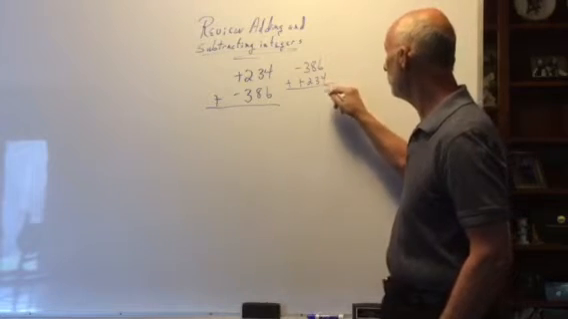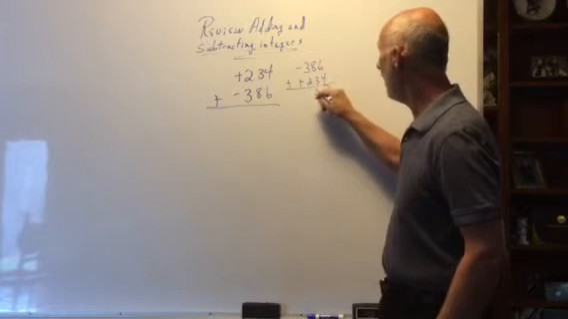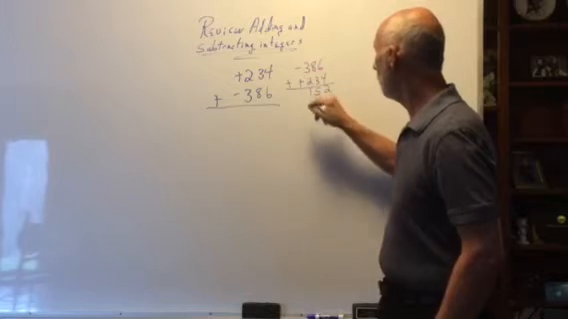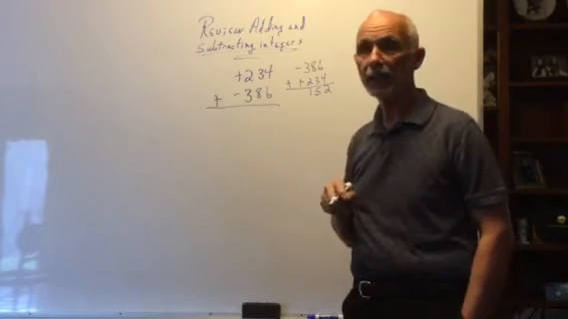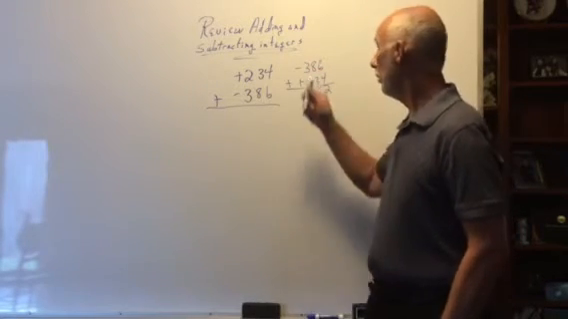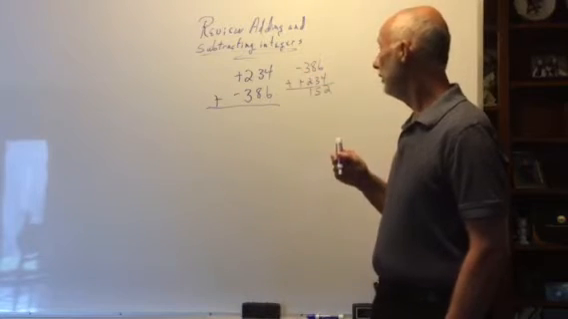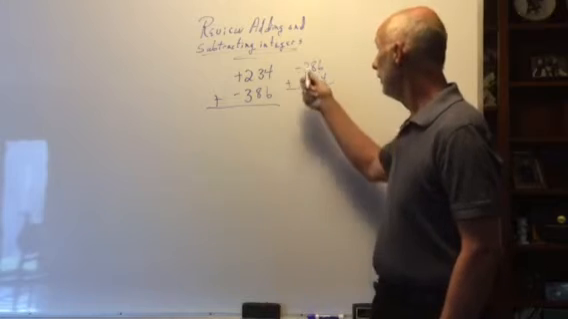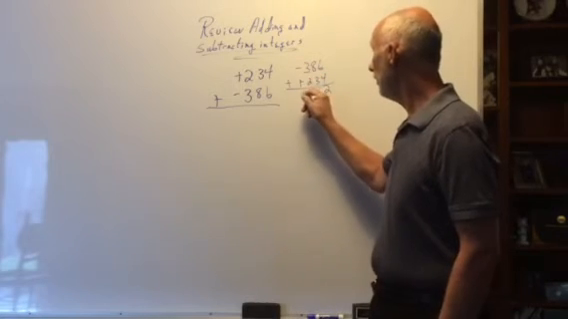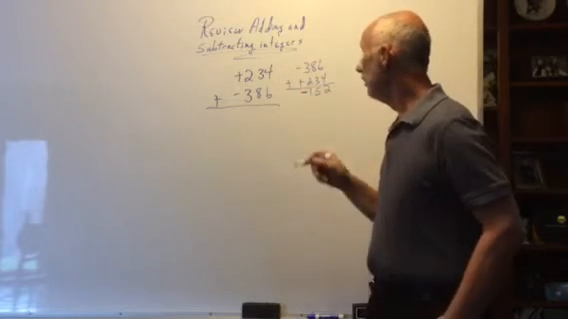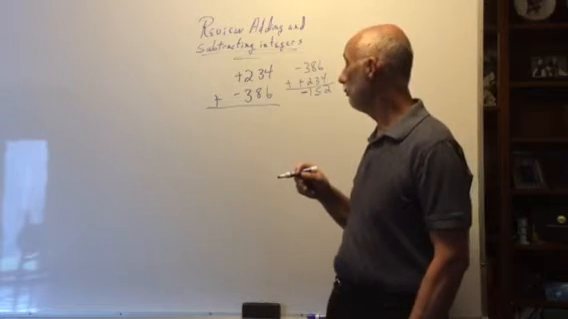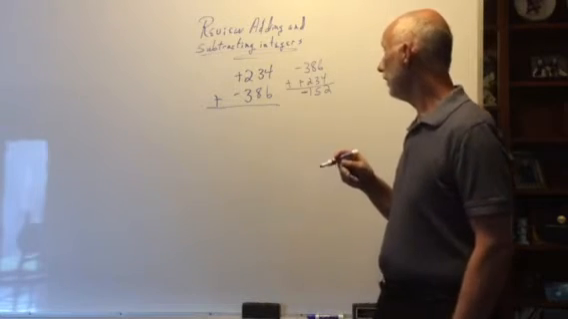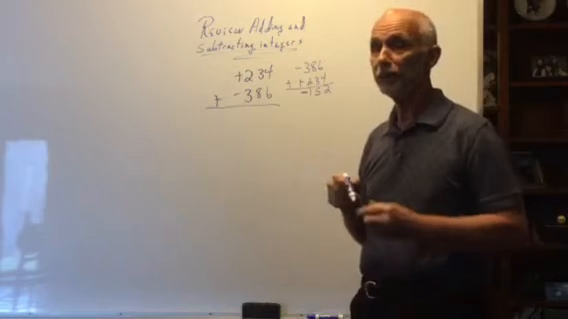6 minus 4 is 2, 8 minus 3 is 5, 3 minus 2 is 1. And then I take the sign of the larger amount. The larger amount is negative. By the way, when you subtract, the larger amount always has to be on the top. The larger amount is negative, and your answer is negative. So a positive 234 plus a negative 386 equals a negative 152.